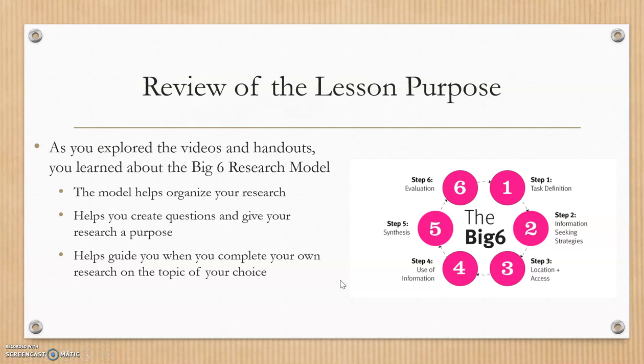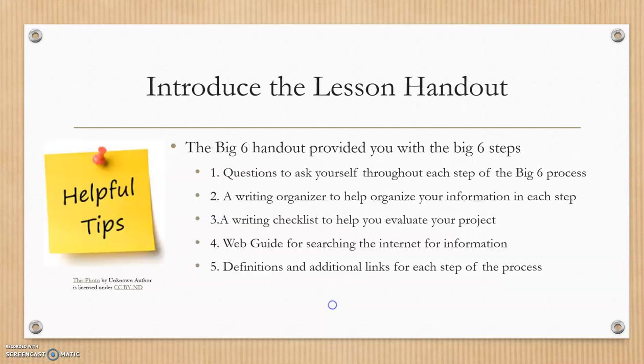So as you remember, the purpose of this lesson was to explore the Big Six research model. As you explored the videos and the handouts, you learned about the Big Six research model and the 6 steps that go into it. You also learned how this model helps you organize your research. It helps you create quality questions to give your research a purpose or a focus, and it helps guide you when you complete your own research on the topic of your choice in the library next week.